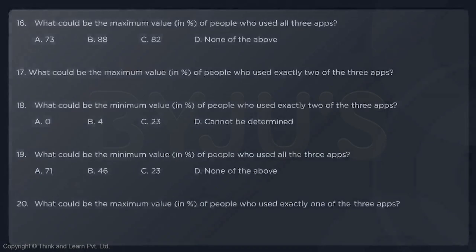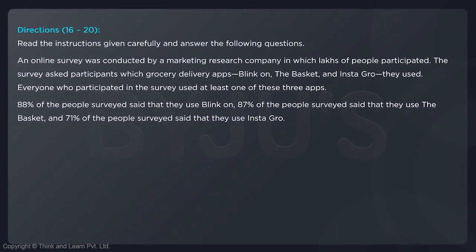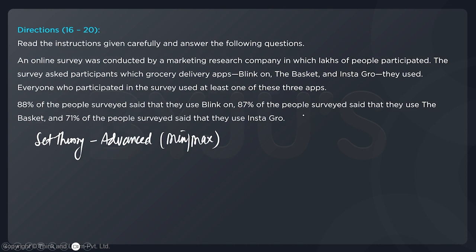The questions we have are: what could be the maximum value of people who used all three apps? What could be the maximum value in percentage of people who used exactly two of the three apps? For question number 18, the minimum value who used all the three apps, and so on. This is a set theory question, and it is an advanced level, as in we need to minimize or maximize exactly one, exactly two, none, whatever is given.